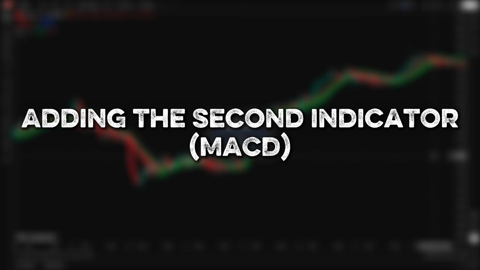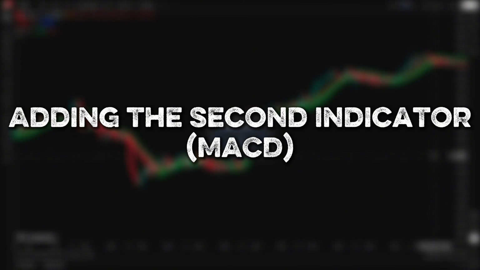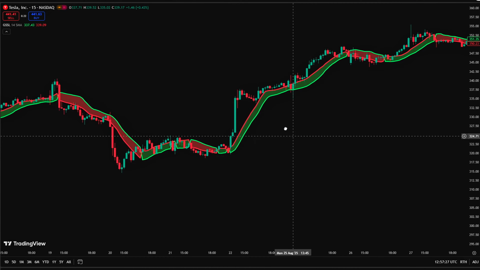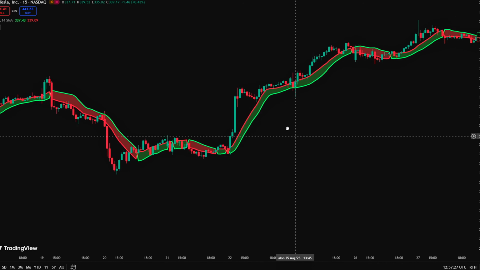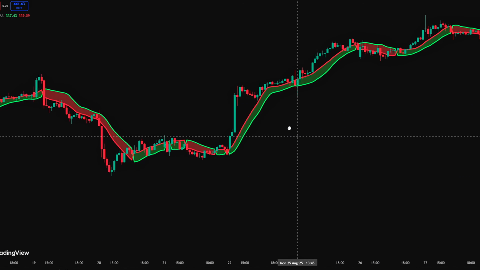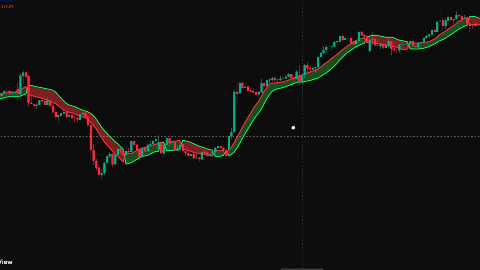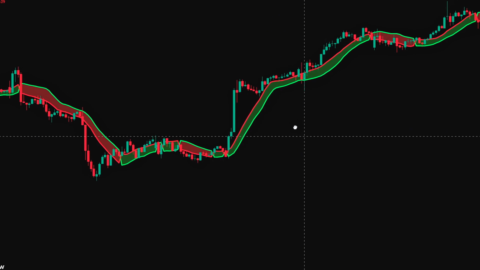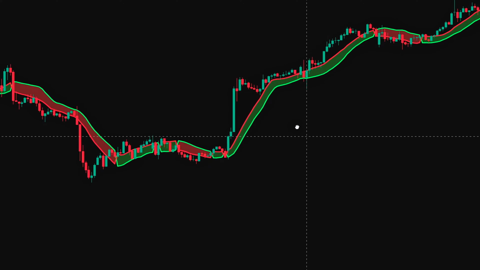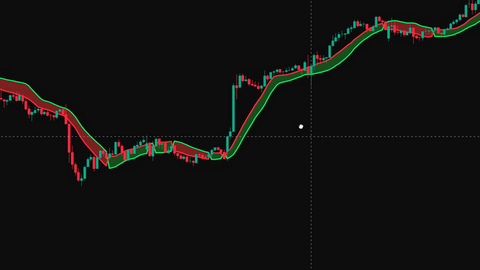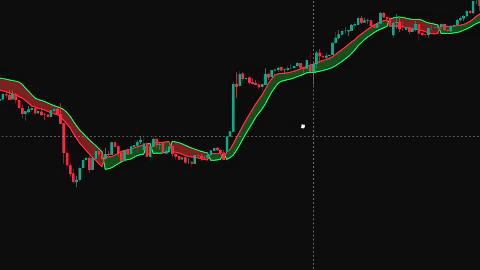Step 2. Adding the second indicator, MACD. Now that we've got our trend direction set with the Generalized SSL, the next step is to bring in a confirmation tool. For that, we'll use the MACD, Moving Average Convergence Divergence. This indicator helps confirm whether momentum is actually backing up the trend we identified earlier, which keeps us from jumping into weak or fading moves.